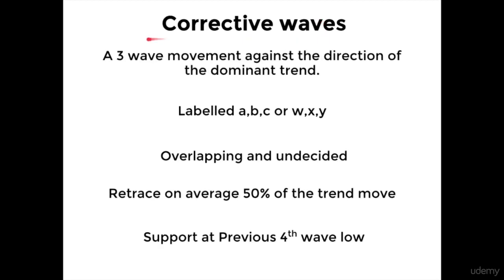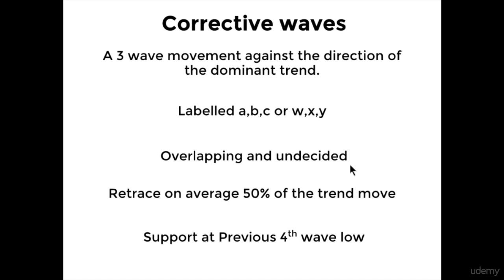Corrective waves are the other type of wave. They're 3-wave movements against the direction of the dominant trend. So they're labeled either ABC or WXY, and ABC would be a simple corrective form, and a WXY would be a complex corrective form. So corrections are overlapping and undecided. Corrections happen against the impulse of the market, what the market desires to do. So they tend to happen with a lot of trouble and a lot of trauma, basically, in the price structure.